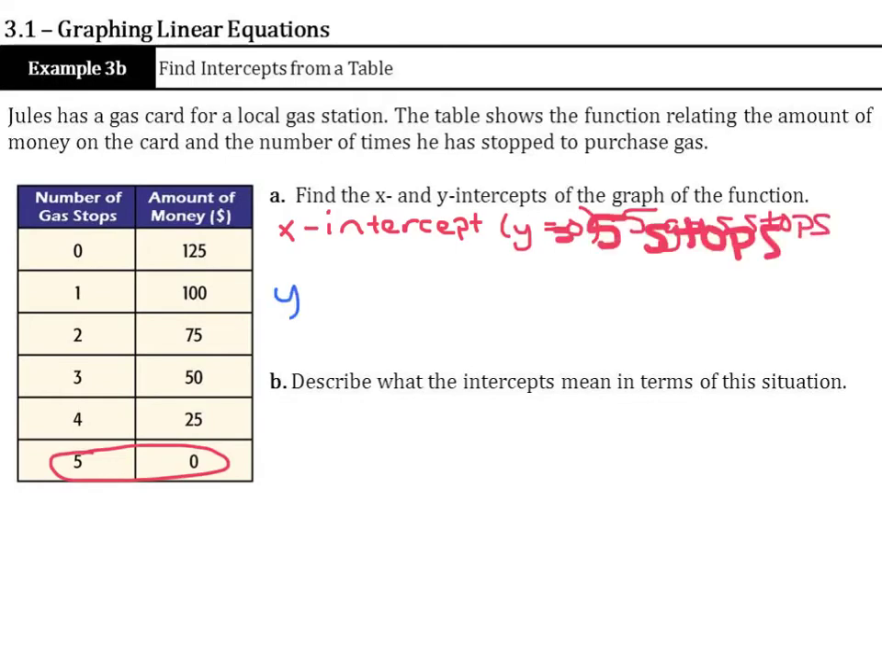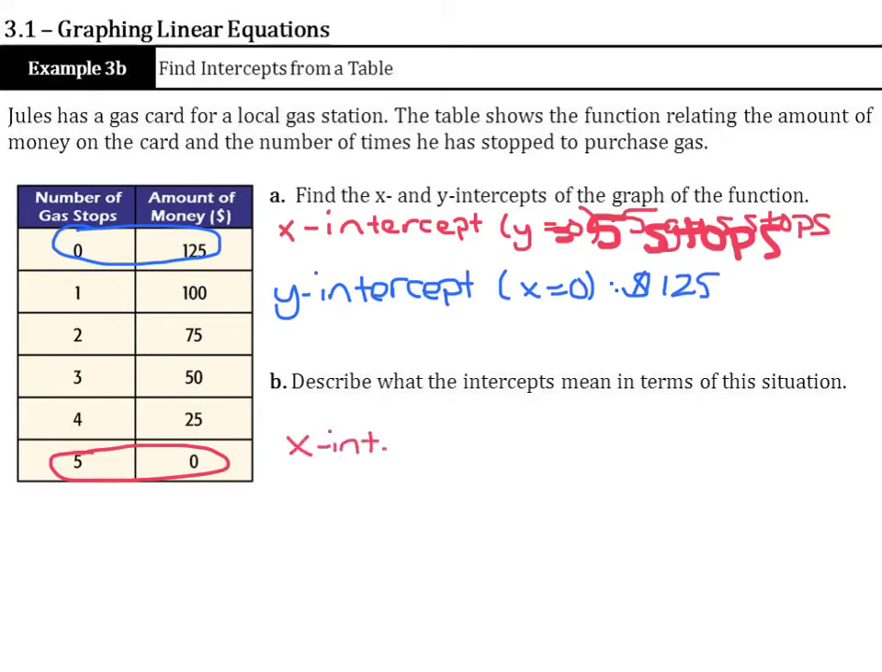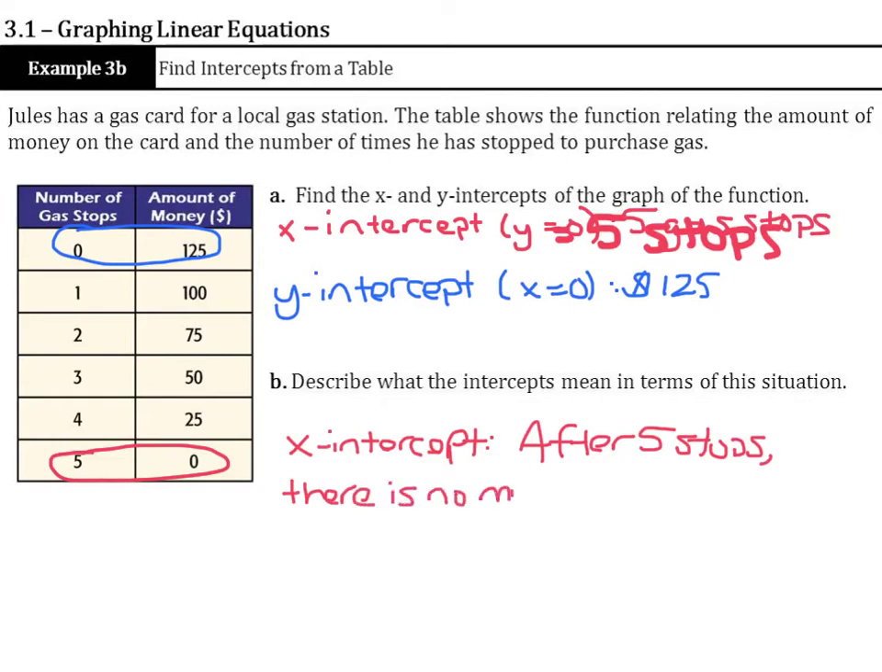As for our y-intercept, that is going to be the time when x equals 0, which is up there at $125. Now when it comes time to interpret these intercepts, for the x-intercept, we have 5 gas stops, $0. So we could say after 5 stops, there is no money left on the card.